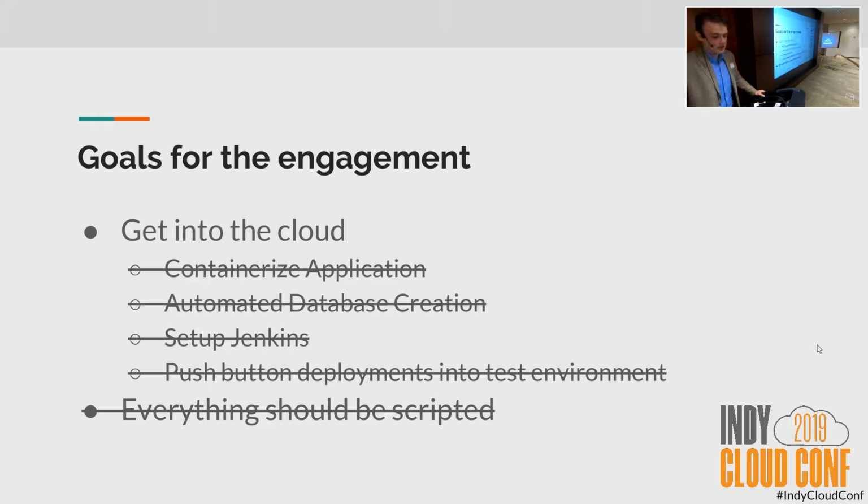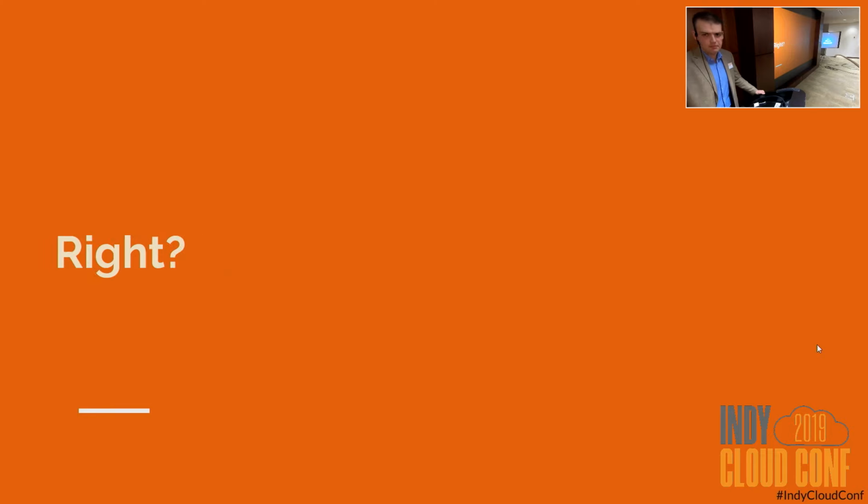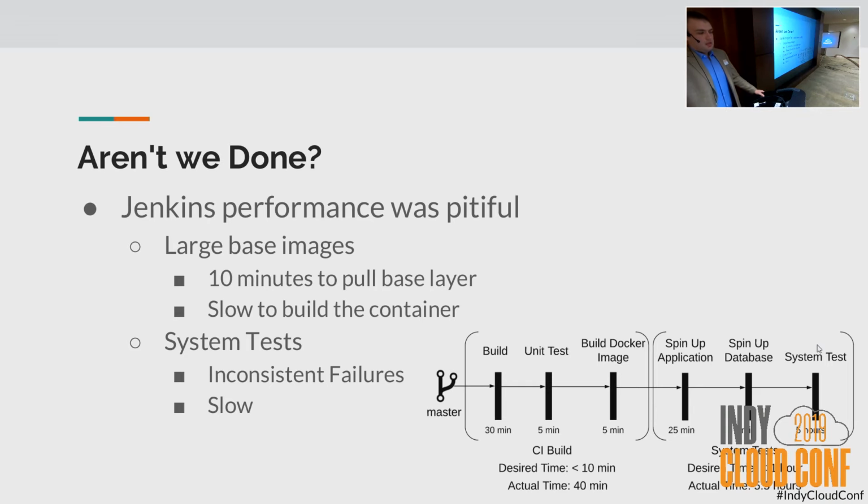Cool, so we've containerized the application, we've automated database creation, set up Jenkins, and have push-button deployment. So we're done, aren't we? We're not. The performance was absolutely pitiful. When you're dealing with Linux containers, you're looking at pulling maybe 40, 50, maybe 100 megabytes for your base layers. The base layers for Windows Server 2016 containers were on the order of 4 gigabytes, 6 gigabytes. So it took a lot of time just to download them, and we were doing that every CI build that we had.